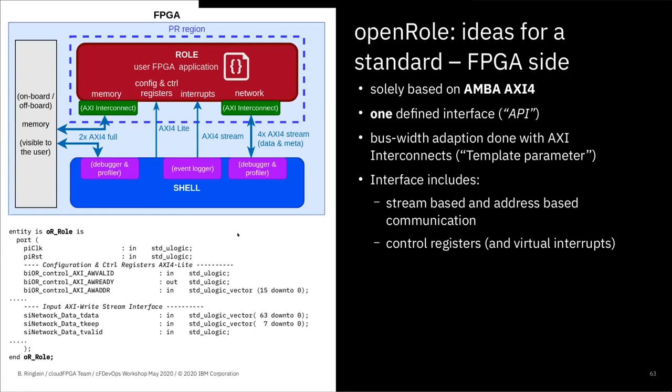A sketch of how we imagine this interface and a snippet of a possible VHDL definition is given here on the left-hand side. But of course, this is just an example, and the interface could also be defined at any other level, higher languages or lower languages.